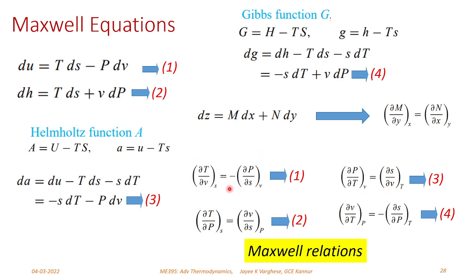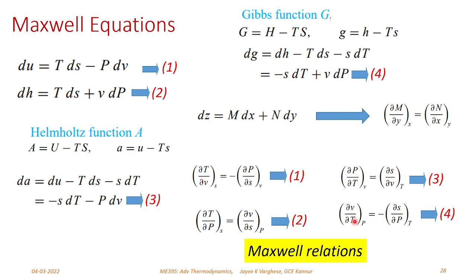So regarding the order, it's better to write like this only. ∂T/∂V, this is the first Maxwell's relation. This is the second Maxwell's relation. Third one and fourth one.